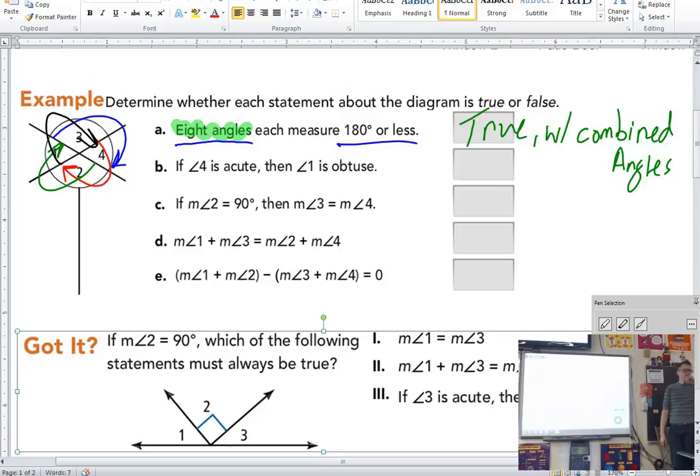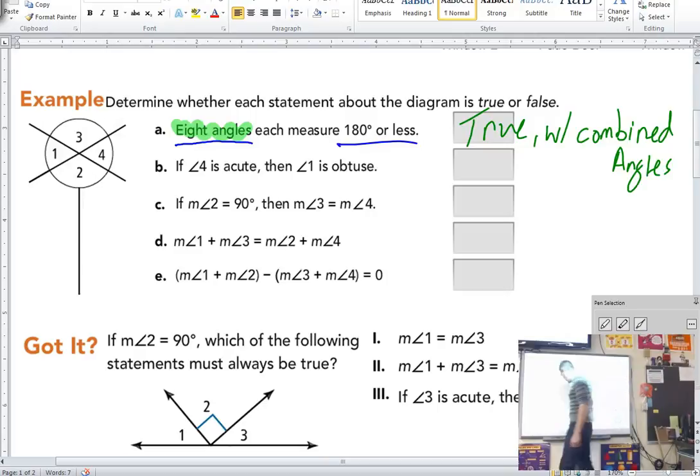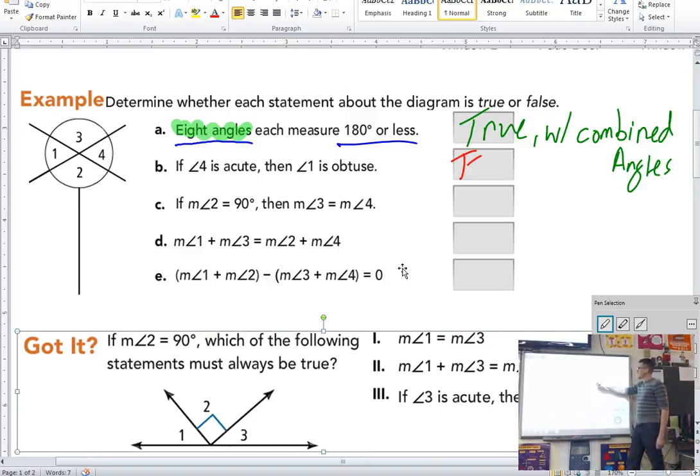A? You want to do B? All right, so if, let me erase this. If 4 is acute, 1 is obtuse. What'd you say there? Why? Because 4 and 1 are vertical, which means they're going to have to be the same. Because 4 and 1 are vertical, they'll have to be equal to each other. Michaela, if angle 2 is 90, which you have to use your imagination here, then angle 3 will equal angle 4. What'd you think there?